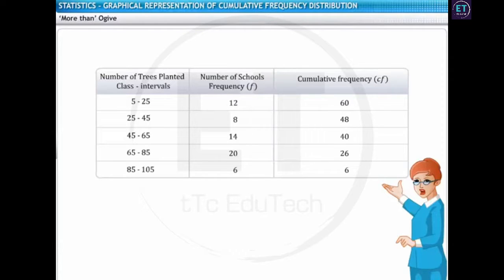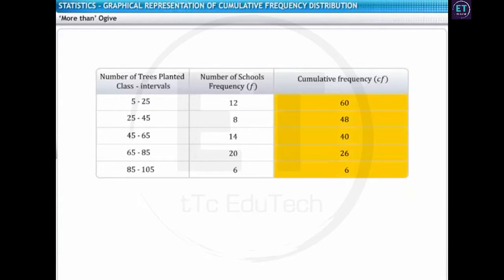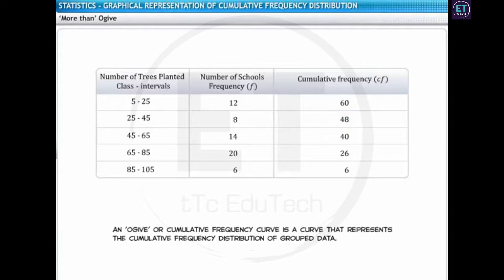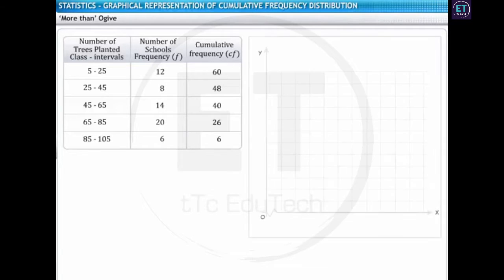Let's first consider the cumulative frequency distribution of the more than type. This data, if represented graphically, results in a curve, which is called an ogive or a cumulative frequency curve. An ogive is defined as a curve that represents the cumulative frequency distribution of grouped data. To draw an ogive for this data, we will need a Cartesian plane. Here, we'll plot the lower class limits of the data on the x-axis and their corresponding cumulative frequencies on the y-axis.